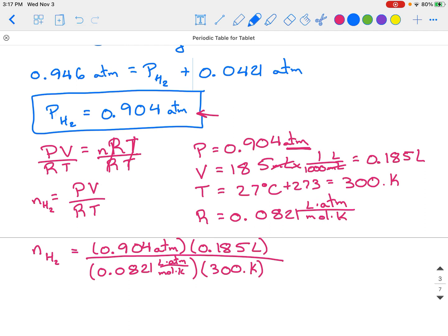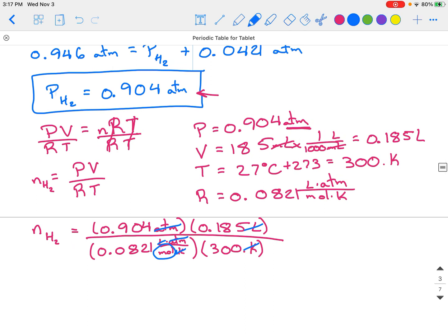Again, check your units. If I have something up top and something on bottom, they'll cancel. So I have atmospheres up top, atmospheres on bottom. Liters up top, liters on bottom, and a Kelvin up top and a Kelvin on bottom. We're left with moles, which is what we want. Plugging this into my calculator, I end up with 0.00679 moles of H2 gas.